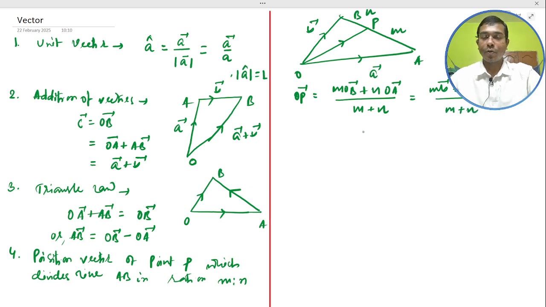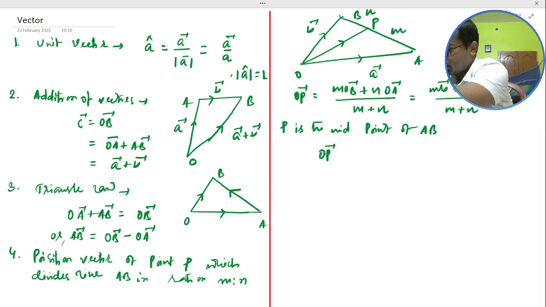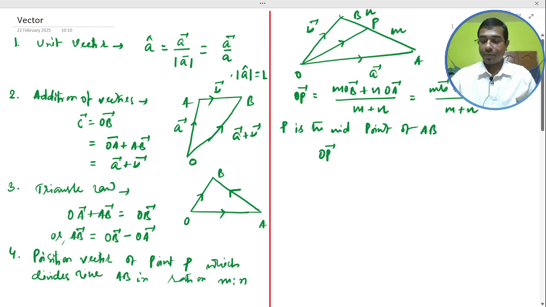If P is the midpoint of AB, then OP will become equal to half of A plus B.